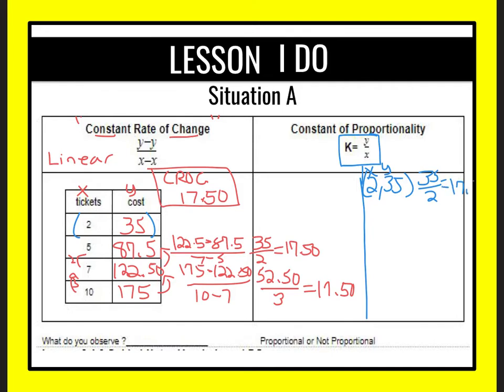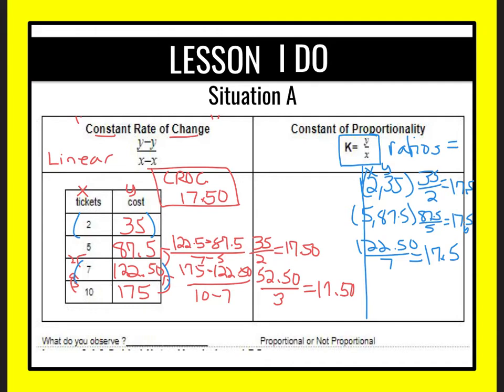you should get 17.5. If I take 87.5 and divide 87.5 by 5, you should get in your Desmos calculator 17.5. 122.50, I'm just taking my ordered pairs, divided by 7, is going to give you 17.5. And once again, if you were to take every single ratio, you're going to see that you get equal ratios. You get the same constant rate of change here.